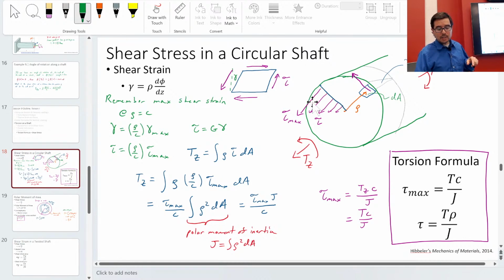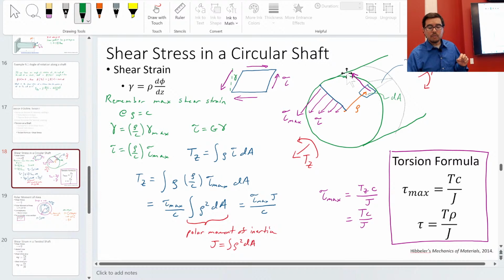And so what we have is this interesting relationship where we can think of the shear stresses running linearly, just like we said before, with a tau max and a rho over c indicating what tau is at a distance from the center. And then I'm going to think about what torque is. Torque is the integral of all these little shear stresses acting on all these little areas on the face.